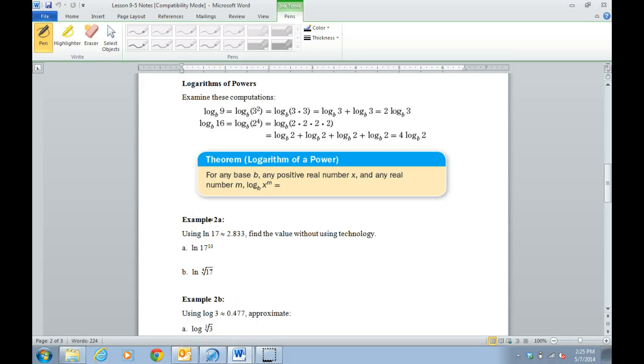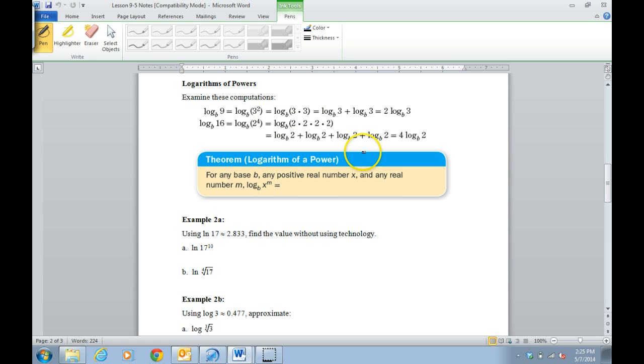All right, so we're going to continue on talking about the basic rules of logarithms. From yesterday, we started with that, and we didn't get all the way through it. So I would like to start off at this point here. Okay? So logarithms of powers.